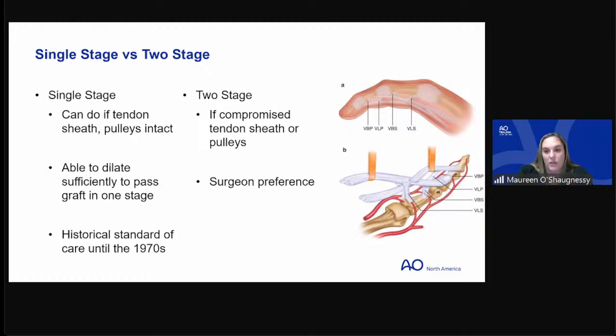And just for the younger ones in the audience, this was the historical standard of care until the 1970s, when Dr. Kleinert and Duran really revolutionized and started doing early repair. So this was for a long time what surgeons did. The 2-stage reconstruction is the one I personally perform more in general. You definitely have to do this if there's a compromised tendon sheath or pulleys, but also it's surgeon preference.